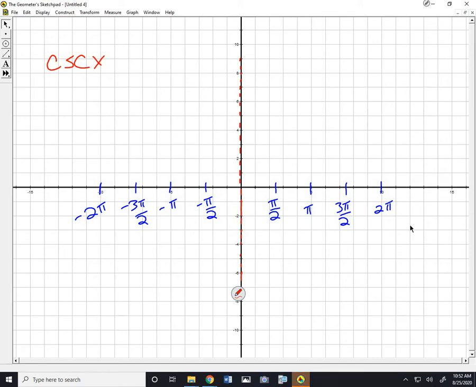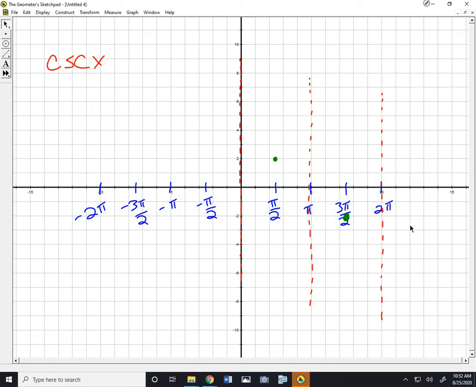We will have a vertical asymptote also at pi and at 2 pi. The sine of pi over 2 is 1, so that will be 1 over 1 for cosecant. And the sine of 3 pi over 2 is negative 1, so cosecant of 3 pi over 2 would be 1 over negative 1, and that's going to be right in the middle of that 3 pi over 2. I'll make it big so we can see it. Right? So we have those values.